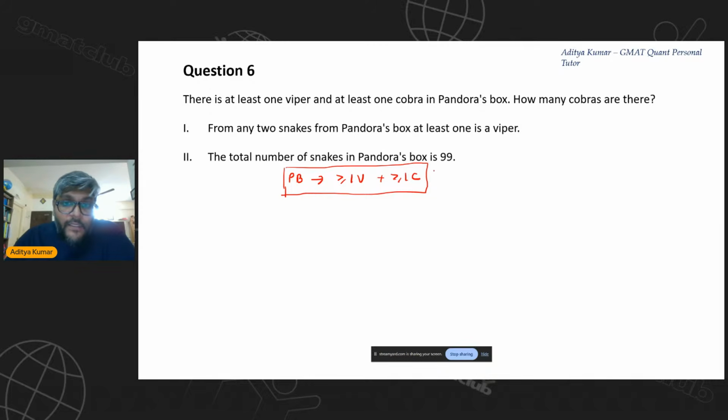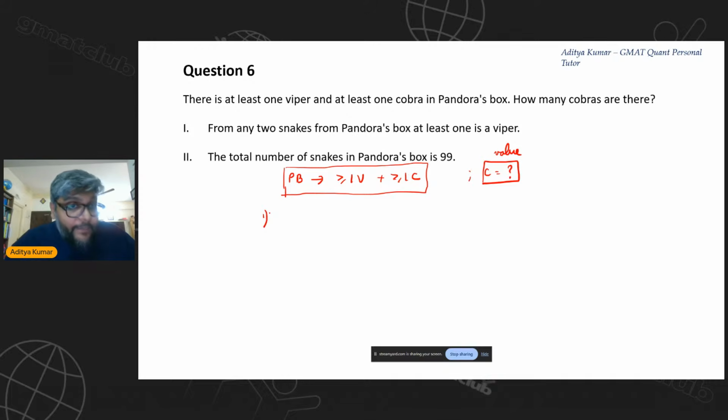How many cobras are there? So the question is asking me, how many cobras are there? It's a value-based data sufficiency question. I need to be able to get to one unique answer for me to say something is sufficient. There's nothing more I can do with the question, right? All I know is I have Pandora's box. There's a minimum of one viper, one cobra, and they're asking me how many cobras are there in Pandora's box. So I go to the statements. Let's go to the first statement.